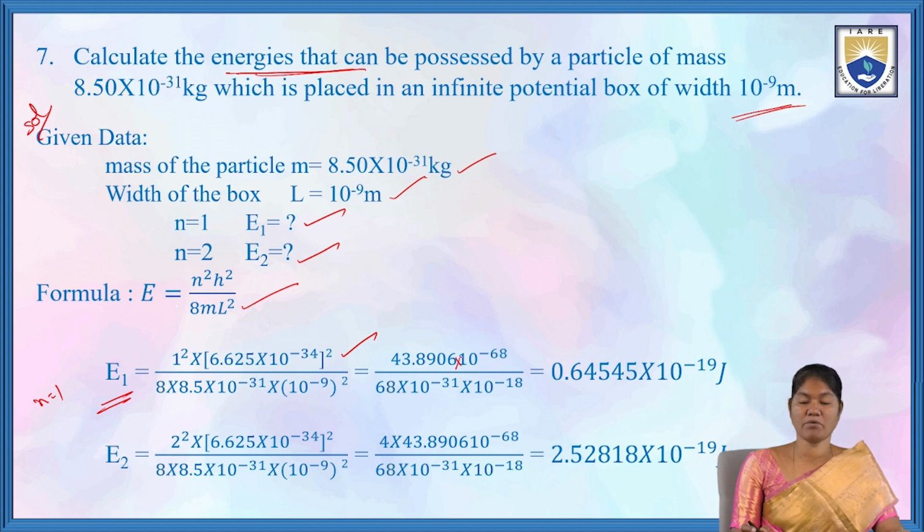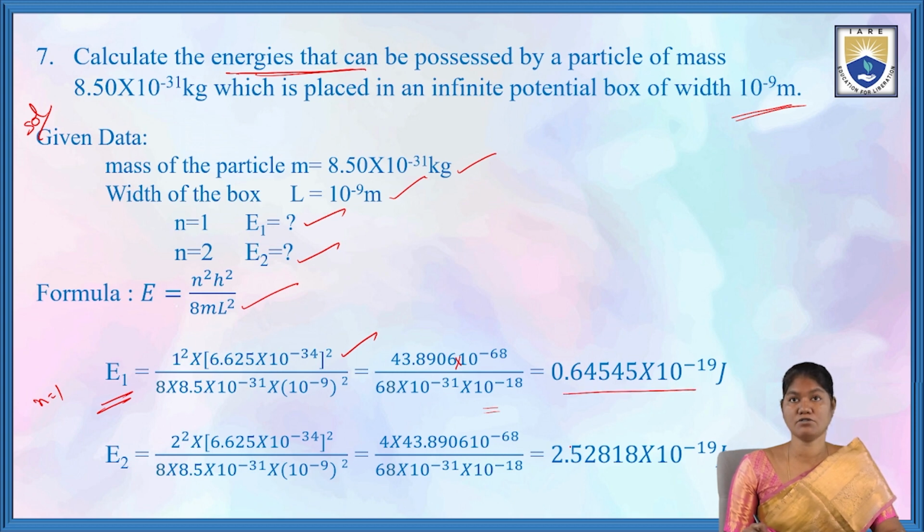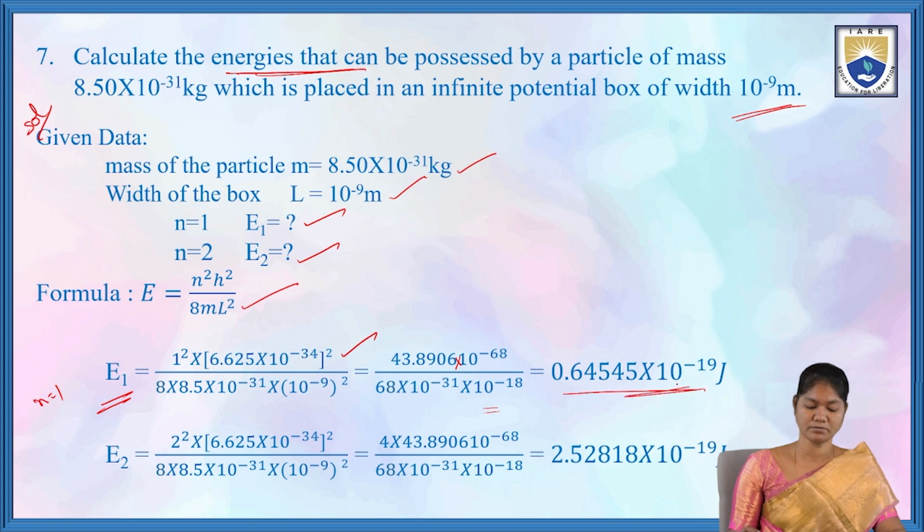So simplifying this, we get 43.8906 into 10 power minus 68 divided by 68 into 10 power minus 31 into 10 power minus 18. So the value of the energy at n is equal to 1 is 0.64545 into 10 power minus 19 joule.